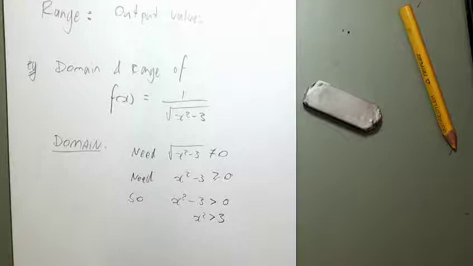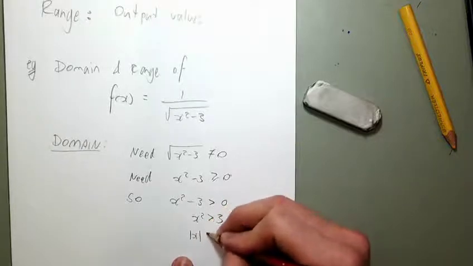Awesome. So when I do the square root of both sides, I will get mod x is strictly greater than root 3.